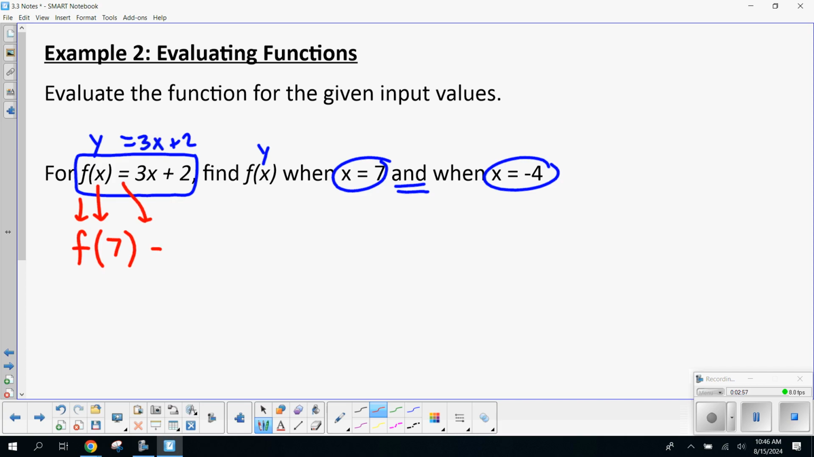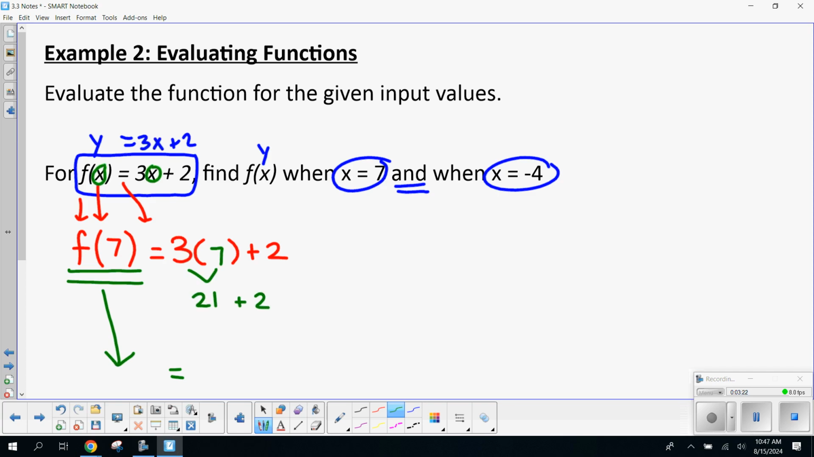And then our equals drops down. And then on the right-hand side, we're going to do exactly the same thing, only we're actually going to replace that x with a 7. So all we did is replace each of these x's with 7s. And remember, this is just a name, so it's going to drop down. And we're only going to evaluate the right-hand side. So 3 times 7 makes 21. And 21 plus 2 makes 23. The name f of 7 drops down, and it's just a more descriptive way of saying that y is 23.